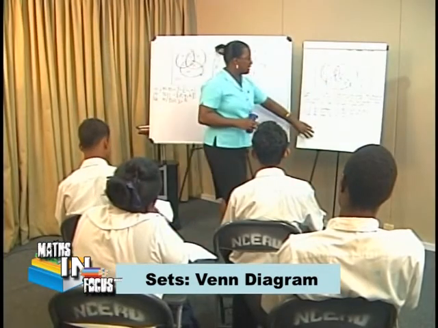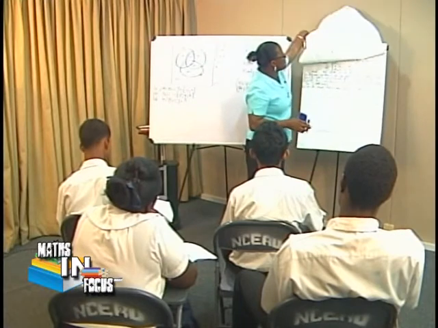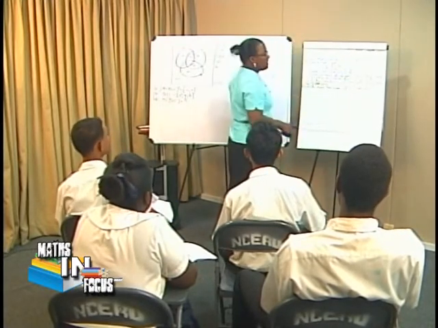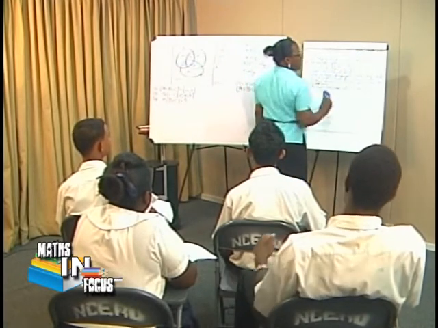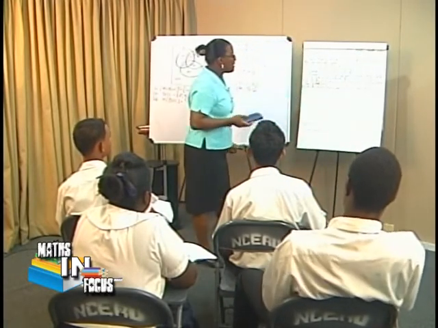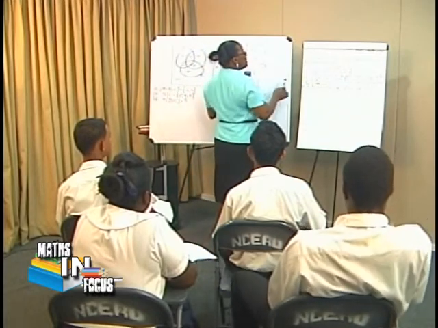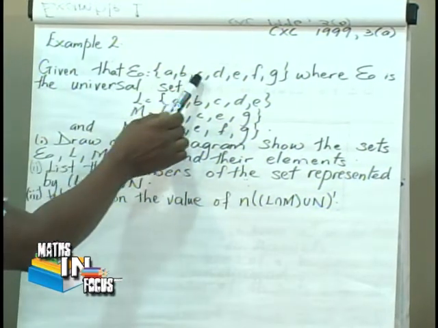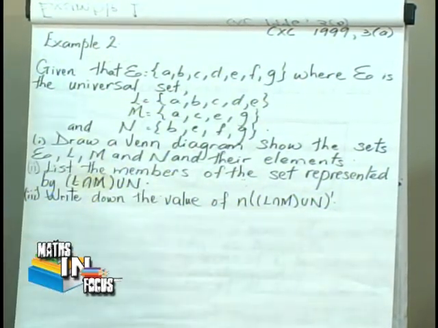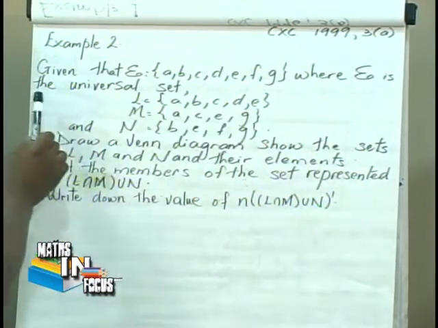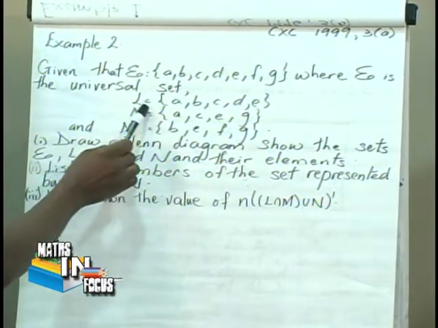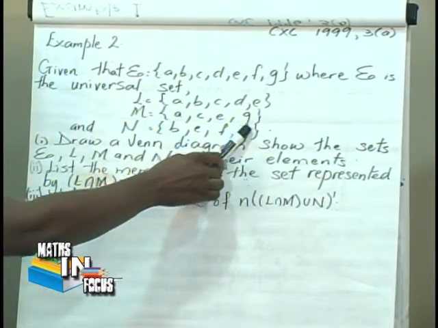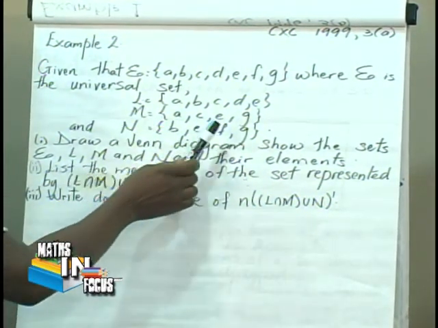Let us move on to our second example. And this one here is another CXC question. It was taken from the 1999 paper, and it's 3A. So we're given that the universal set contains the elements A, B, C, D, E, F, and G, where this symbol represents the universal set. L equals A, B, C, D, E. M equals A, C, E, G. And N equals B, E, F, G.